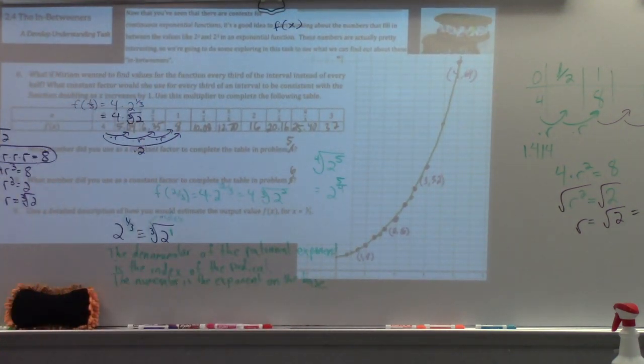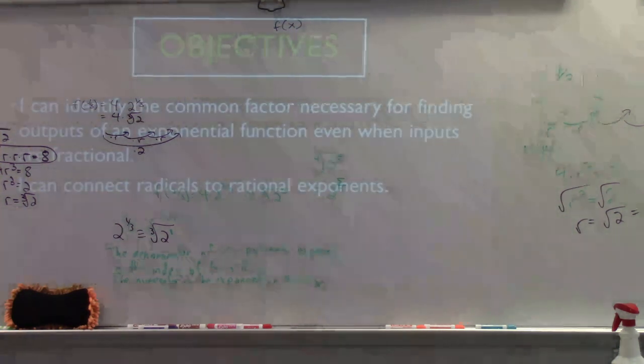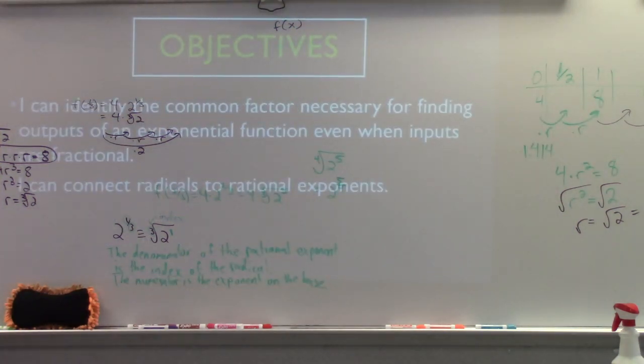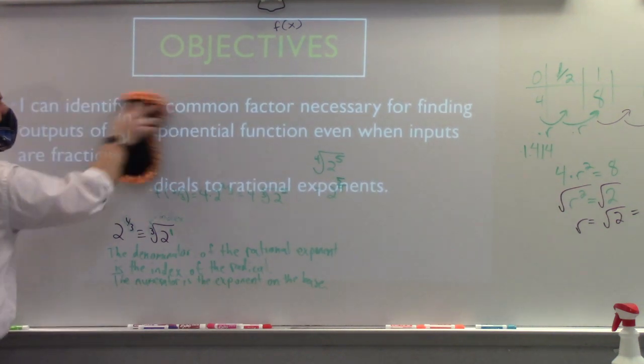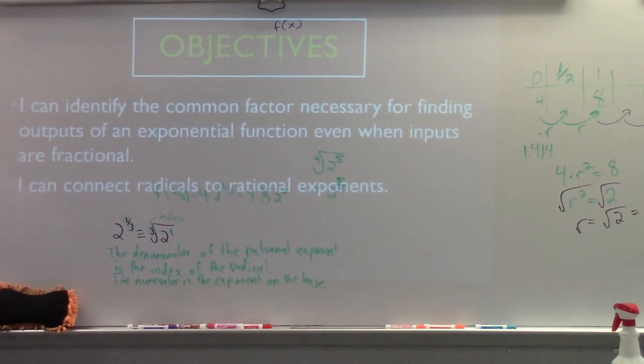Any questions about that so far? Do we understand how to find this constant factor here? Feel more comfortable with that? Do we understand how to convert between the rational exponents and the roots? No? Need some more work on that, Jeffrey? Okay. Remind me of that tomorrow. So we want to be able to identify the common factor, the constant factor necessary for defining the outputs of an exponential function, even when the inputs are fractional, and we want to connect radicals to rational exponents.